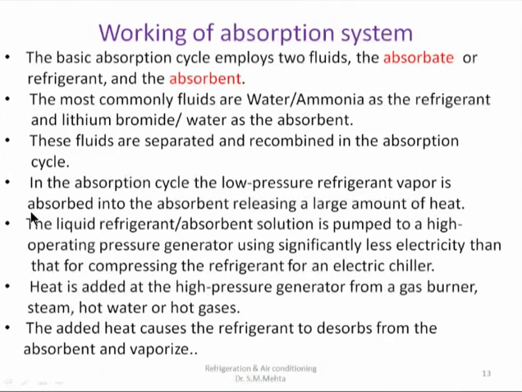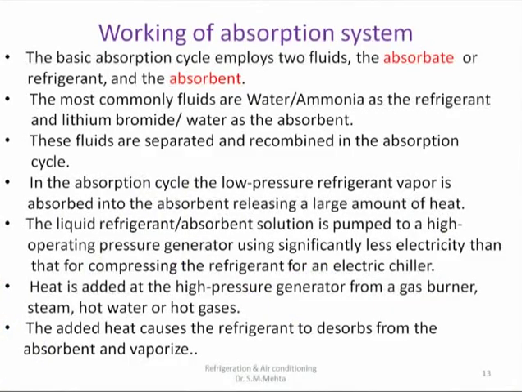Let me repeat. First, you have to remember that the vapor absorption refrigeration system is a two fluid system, refrigerant and absorbent. Second, the most commonly used fluids are ammonia and water, and lithium bromide and water. Third, in the absorption cycle, low pressure refrigerant vapor is absorbed by the absorbent, releasing a large amount of heat. And the liquid refrigerant is pumped to the high operating pressure generator using very little electricity.